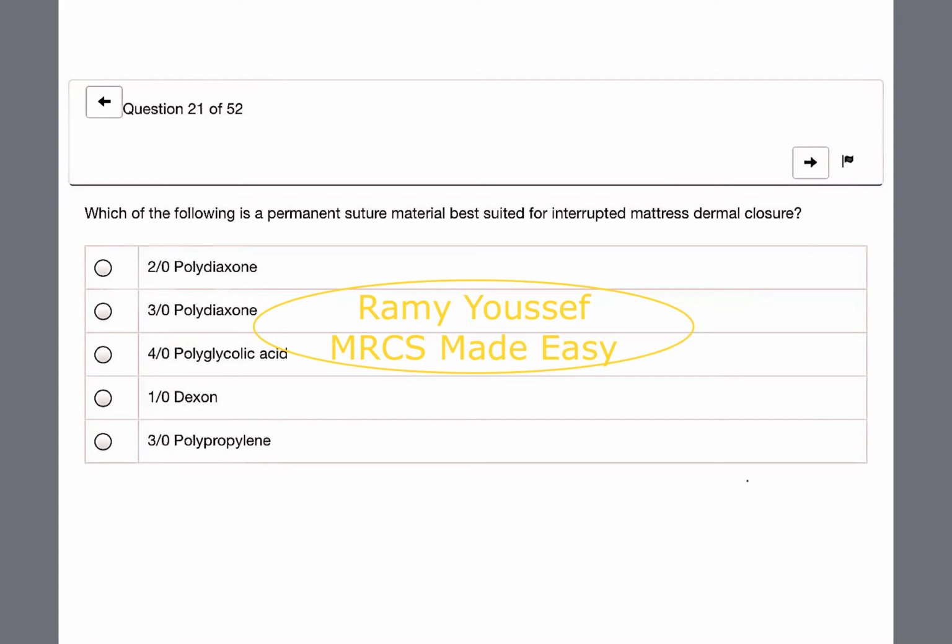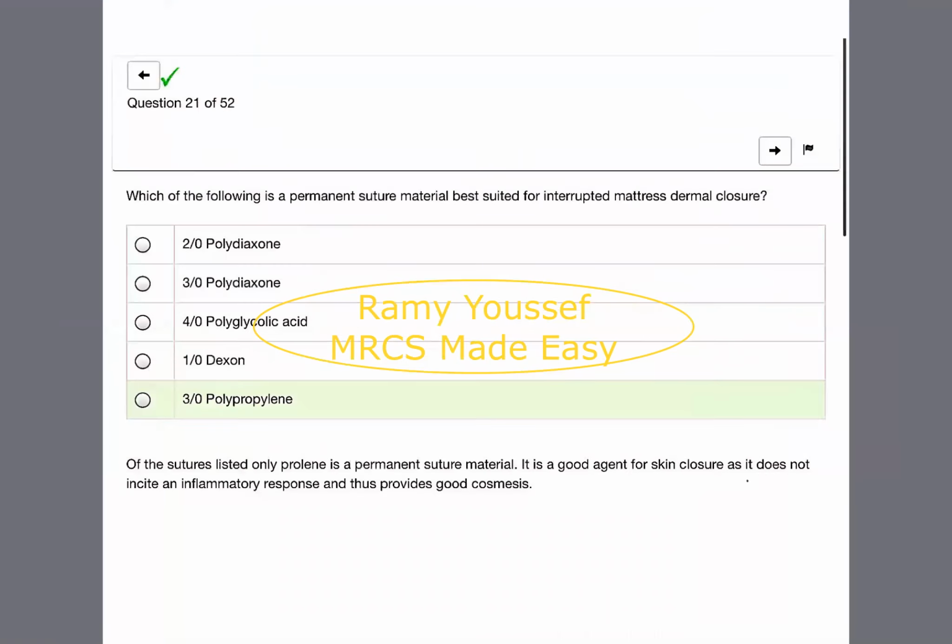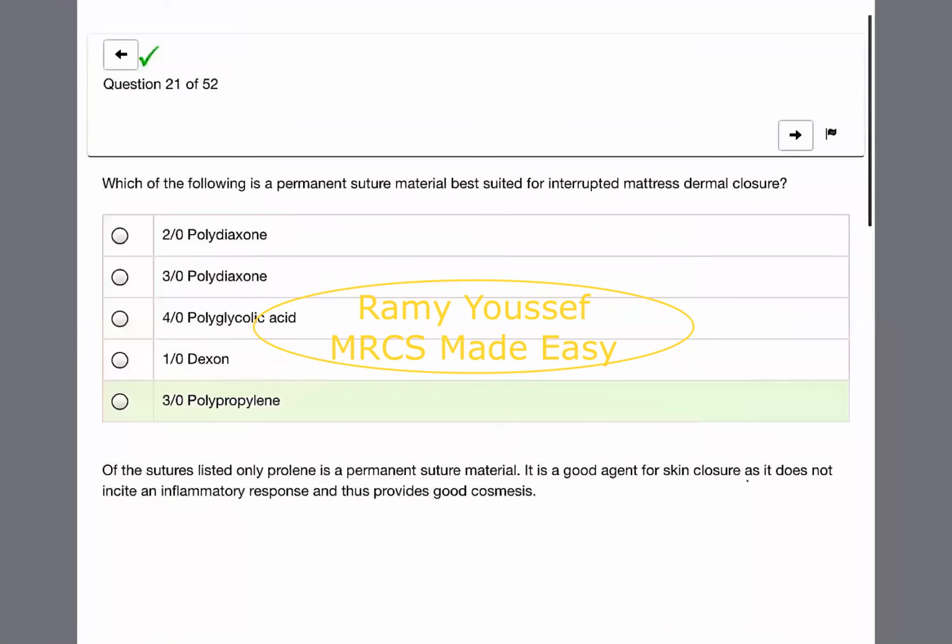This is a permanent suture material, unabsorbable. Not absorbable. So polypropylene, 3-0 will be Prolene, because it's the only permanent suture. The only one is Prolene. The others are not permanent. PDS is not permanent, and Dexon is not permanent. PDS lasts about 6 months, something like this, 12 weeks. But Prolene is permanent.